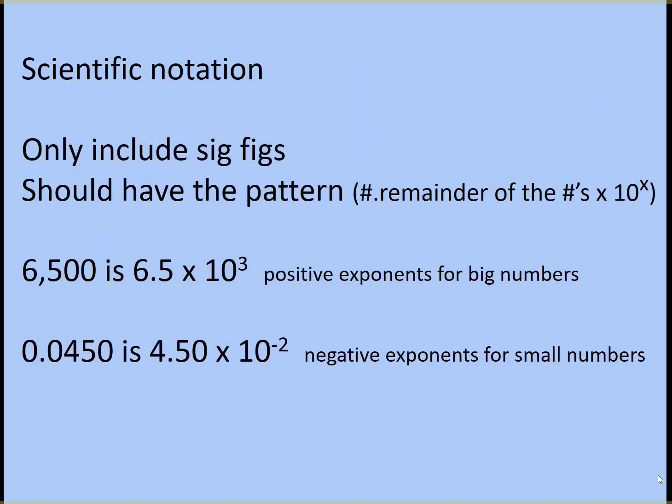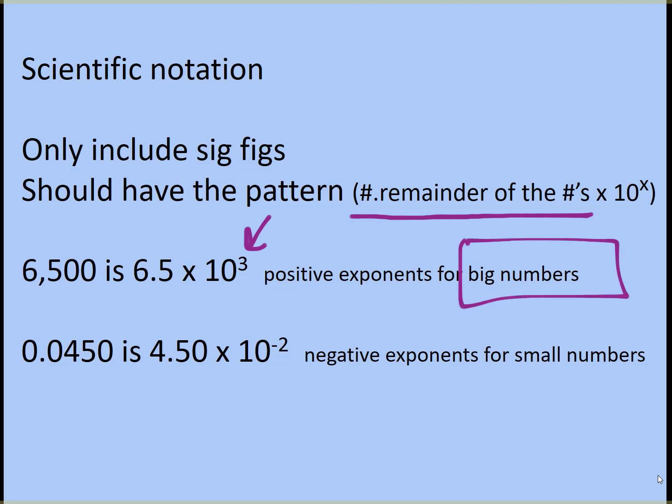Let's look at scientific notation. We've kind of done a few problems with our sig figs with scientific notation. When you do write your scientific notation, you're only writing in sig figs. And it should have this pattern. So number, and then however many numbers there is, times 10 to some power. If you have a positive number, that means this is a big number. If you have a negative exponent number right there, then that means you have a small number.